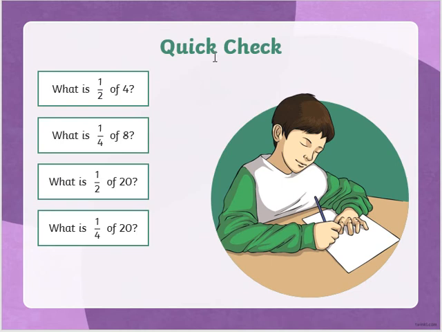So let's do a little quick check here. What is 1/2 of 4? When you're dividing by fractions and you're looking at your numerator and it's a 1, or 1 part, you can always divide by the bottom number. So what is 1/2 of 4? Well, 4 divided by 2 equals 2. So 1/2 of 4 is 2.